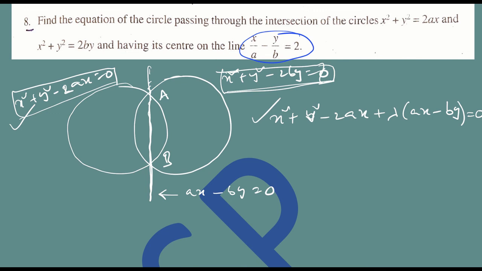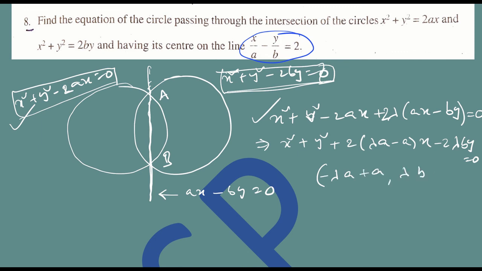Now to write the center of this circle, let me first write all x terms at one place. I am just rearranging the terms here. I have x square plus y square. Now here, to avoid the denominators, for fun I am going to take here 2 lambda. So I am going to have it as plus 2 times (lambda a minus a) into x minus 2 lambda b y is equal to 0. Therefore, the center is nothing but (a minus lambda a, lambda b).